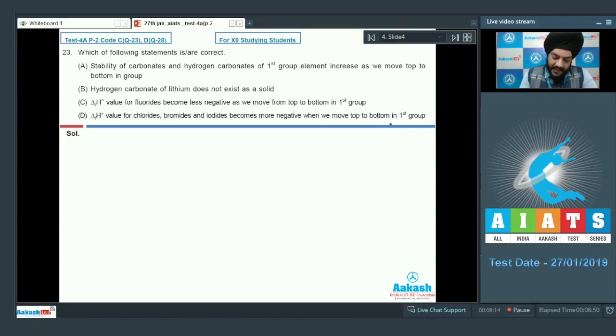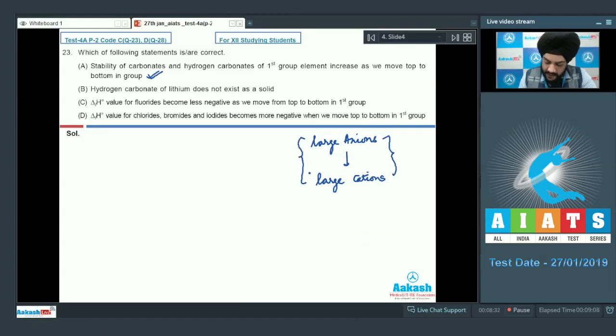So students, this statement is correct because the carbonates and the hydrogen carbonates are large anions. Large anions are generally stabilized by large cations due to lattice energy effects. As we move from top to bottom, the size of the alkali metal ion increases, and as such, the stability of the carbonate and the hydrogen carbonate increases.